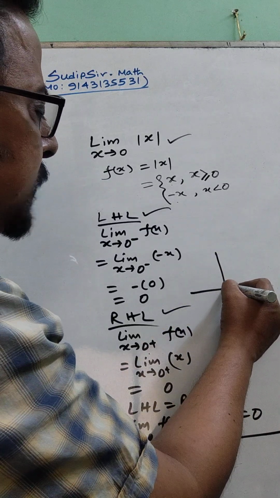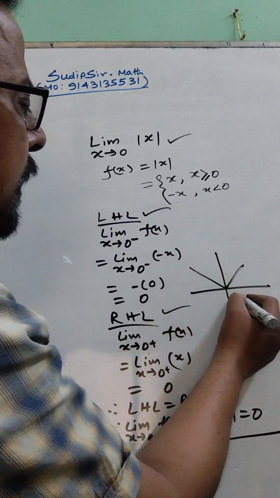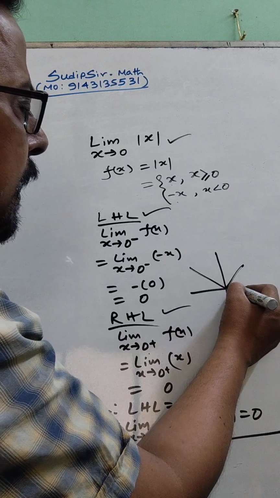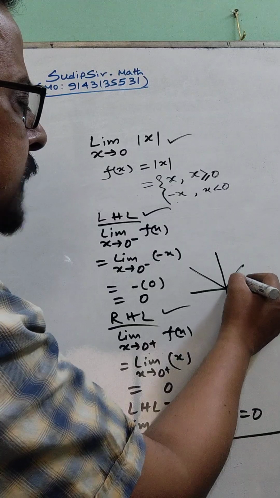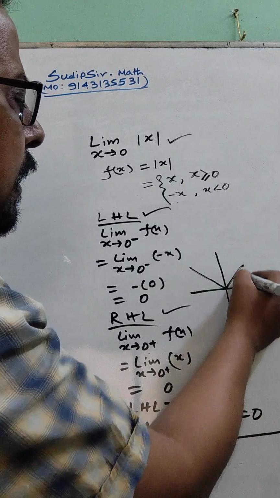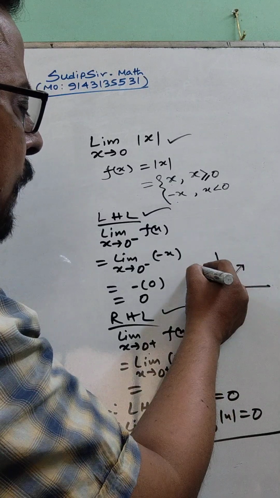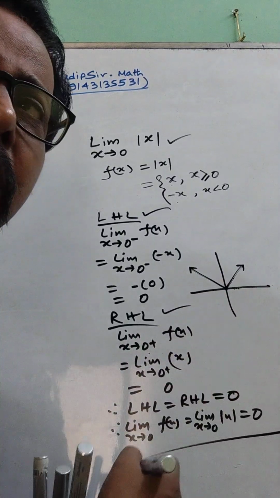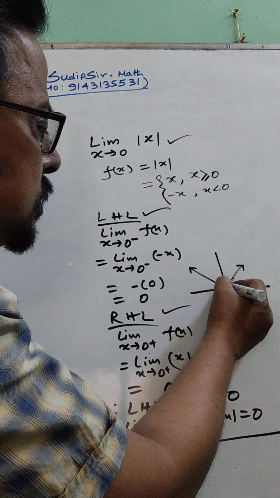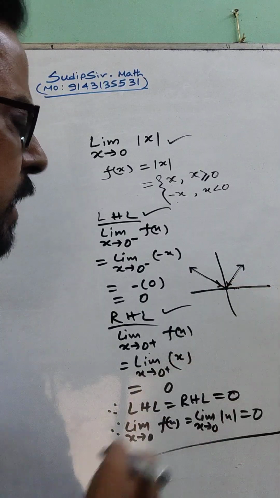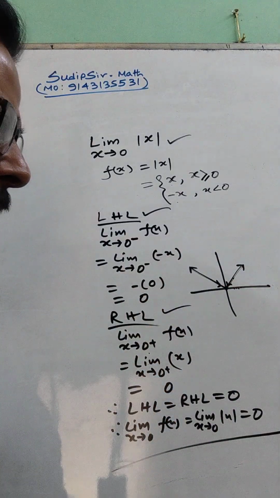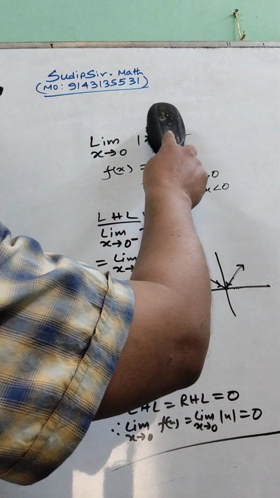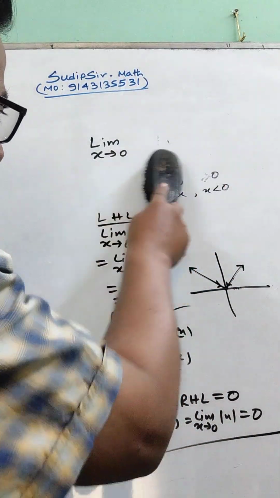Now the function of mod x is like this. If x is greater than 0, then f(x) equal to x. This will be the graph of mod x, and approaching 0, both the left hand approach and right hand approach will be 0. That's why the limit exists.